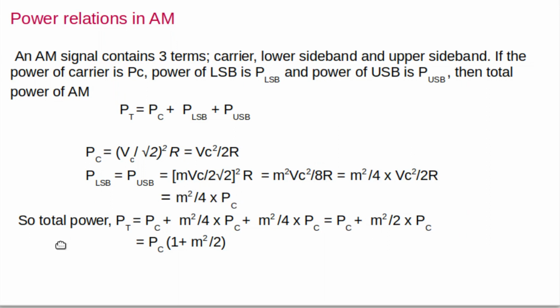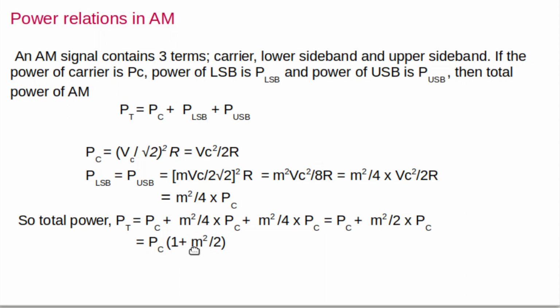Now what about the total power? Total power PT is equal to PC plus M square by 4 PC, that is the power of the lower sideband, and again one more M square by 4 into PC, that is the power of USB. So total power is PC plus M square by 2 into PC, and it can be written as PC into 1 plus M squared by 2. So this is the total power of an AM signal, given by power of the carrier into 1 plus M square by 2, where M is the modulation index of the AM.